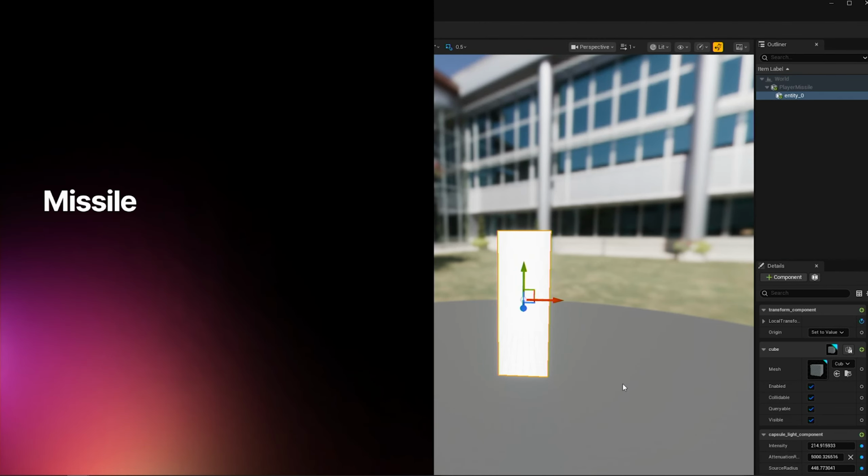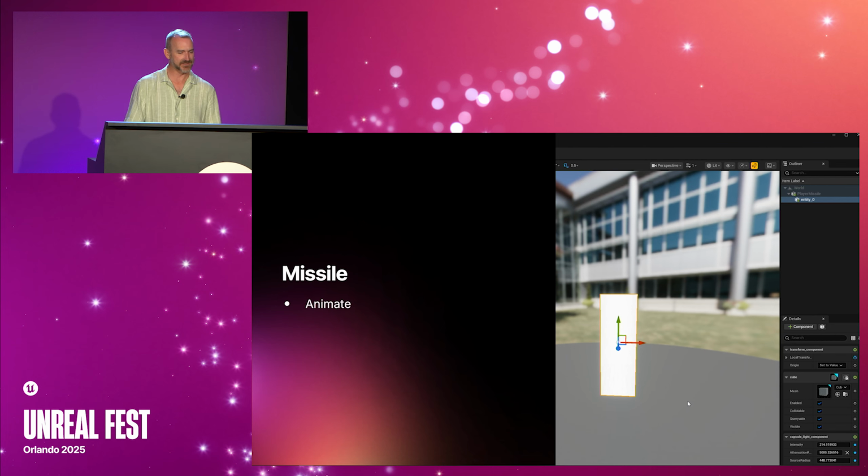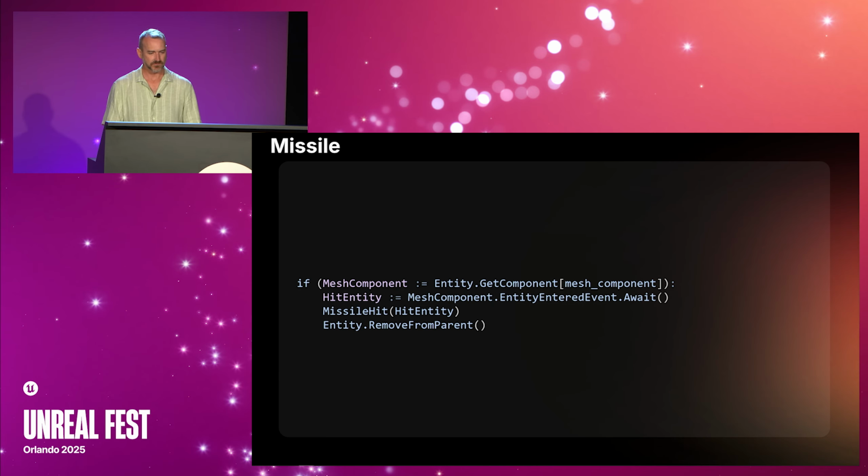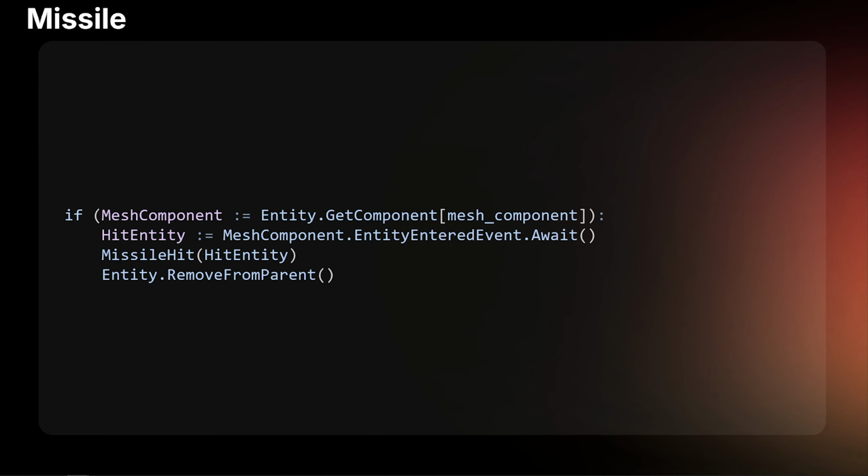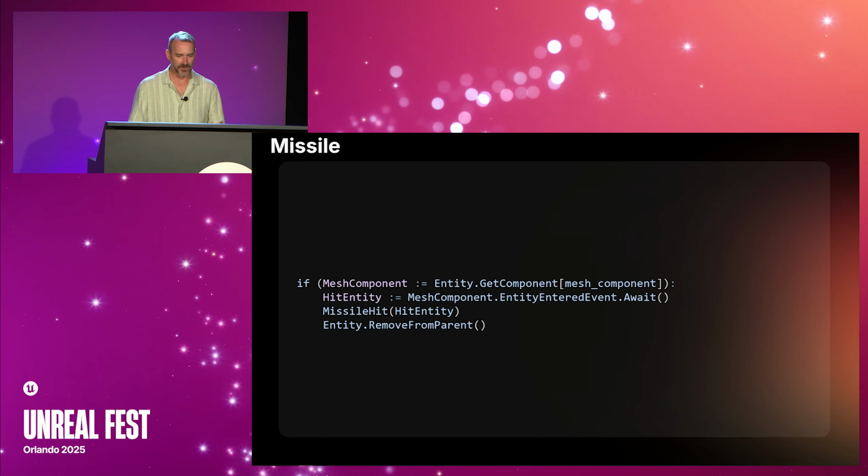So our player missile is really easy. It just animates going up, and it has collision detection. So we get our mesh component here, and we're waiting for the entity entered event. So here we're just waiting for that collision to happen. So that code will just wait for that. And then once that collision happens, then we call the logic for the missile hit, and we remove the missile from the scene.